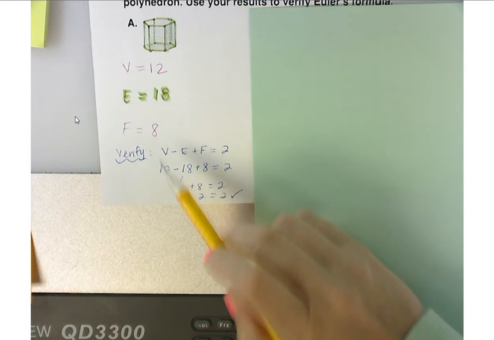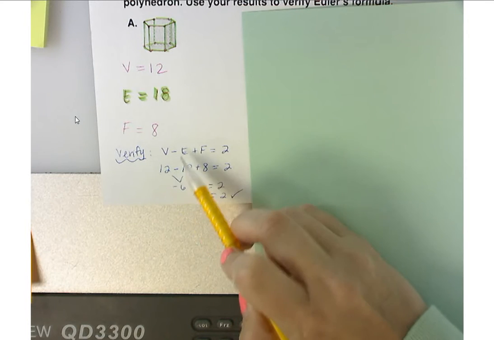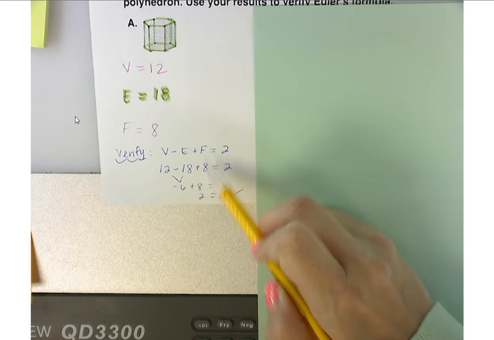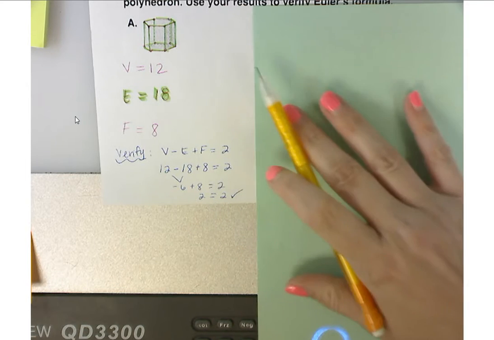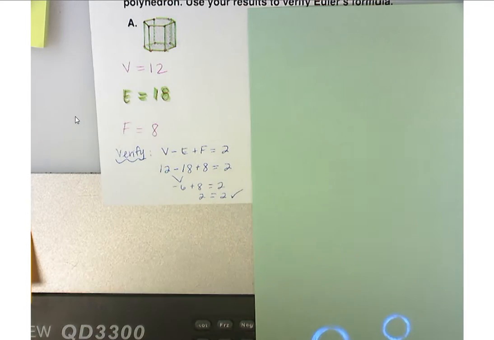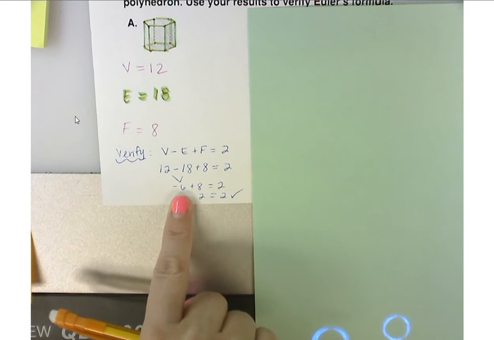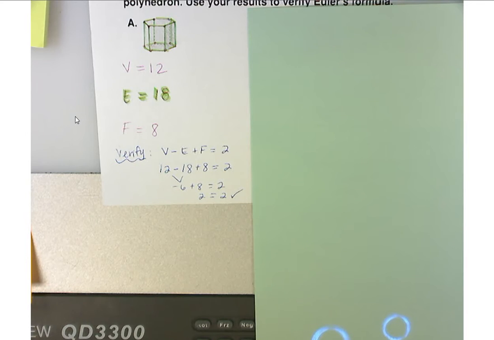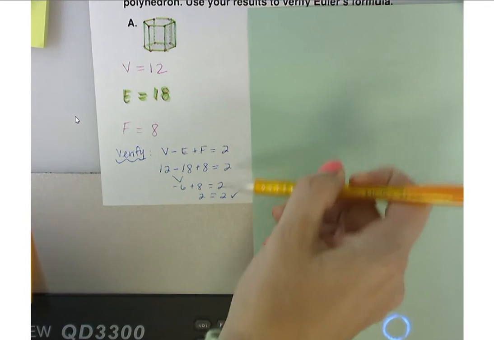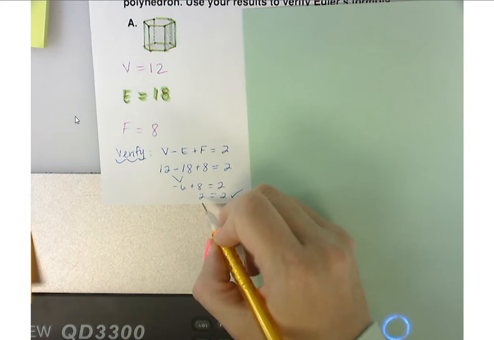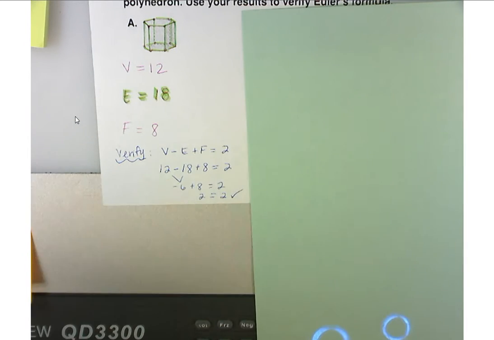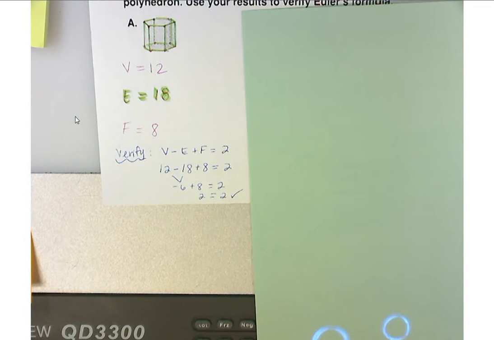So if I plug in 12 for V, 18 for E, and 8 for F, what I should get is 2. So I did 12 minus 18 first to get negative 6. Negative 6 plus 8 is equal to 2. So 2 equals 2, and then we verified it. Okay, so when you're verifying, you're basically just going through the steps showing that you do get 2 on the right side and the left side.